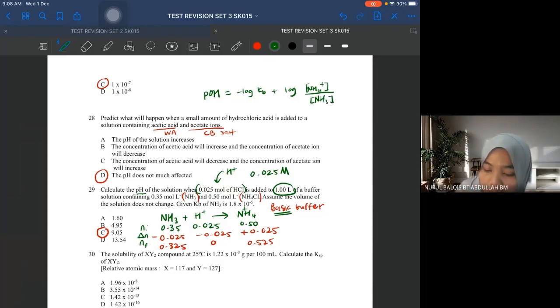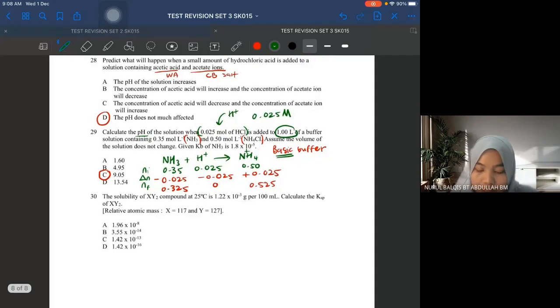So when you substitute the values, your pOH value is going to be 4.95. So to find the pH, you have to do pH equals 14 minus 4.95. Then your final answer would be 9.05. That's why the answer is C.